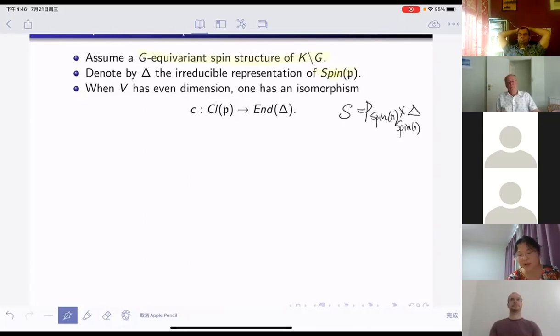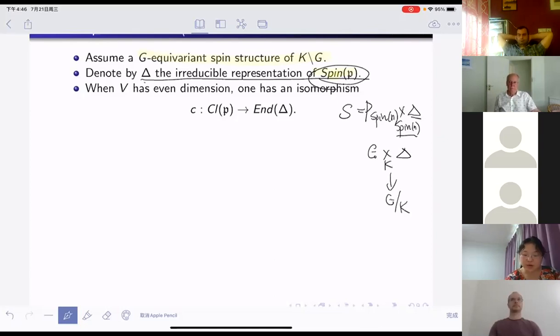And by associating a spin N representation, an irreducible representation of spin N. Here we can do something similar. We can also think about an irreducible representation of this spin group, and we can do some association like that to obtain a vector bundle G over K. That is going to be our spinor bundle.